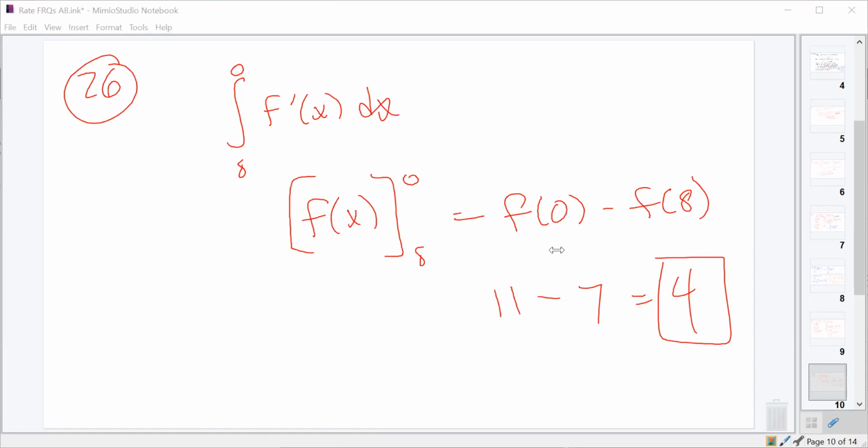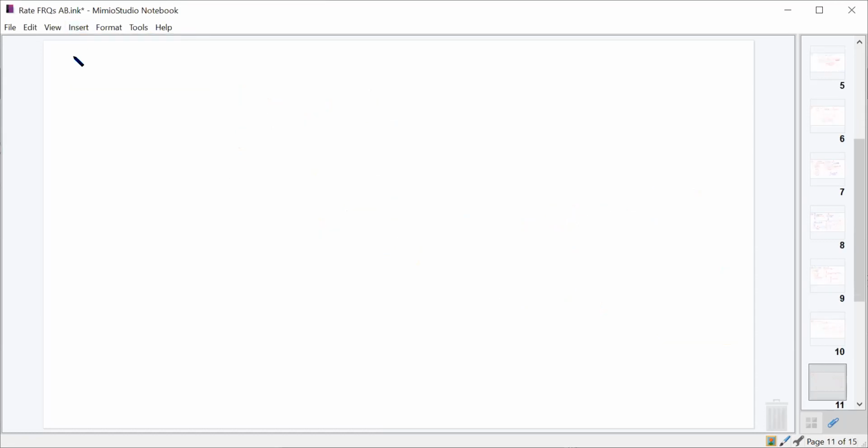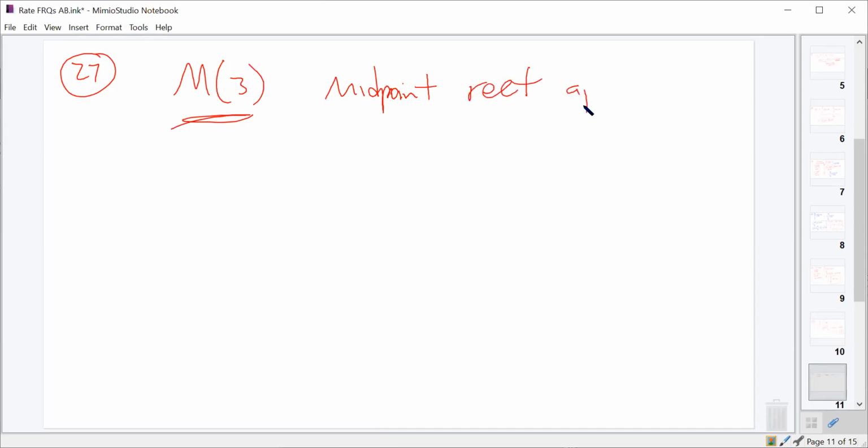All right. 27. 27. All right, they've used this annoying notation here. This capital M of 3. And what they're meaning with that notation is this is a midpoint. Nobody uses this notation except for this stupid book that has these questions that I gave you from. This is a midpoint rectangular approximation with 3 subintervals, is what that means.